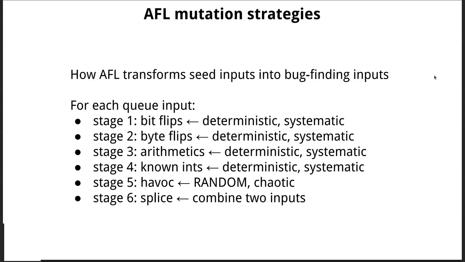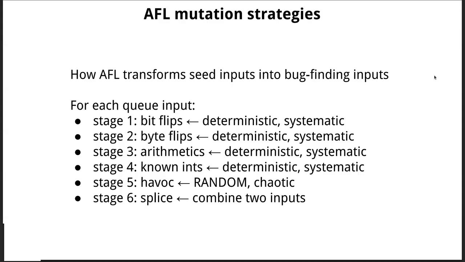Then it will generate another 40 inputs by flipping 2 consecutive bits, then 4 consecutive bits. That's the strategy. Then the next step is to flip 8 bits, which is a byte. It will also flip 2 bytes, 4 bytes. They are all deterministic. Then we will also try to add some values to some bytes.